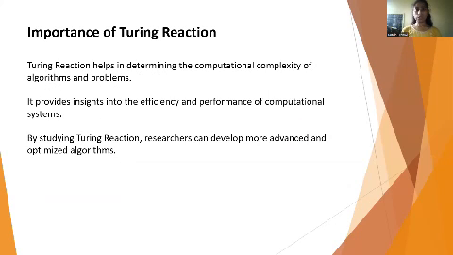The importance of Turing reaction. Turing reaction helps in determining the computational complexity of algorithms and problems. It provides insights into the efficiency and performance of computational systems. By studying Turing reaction, researchers can develop more advanced and optimized algorithms.